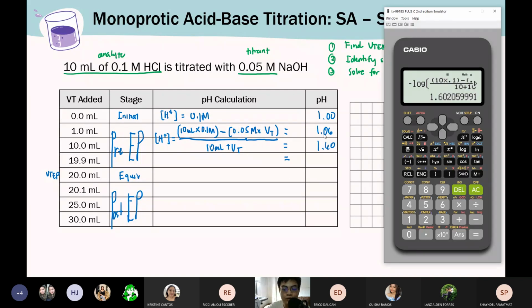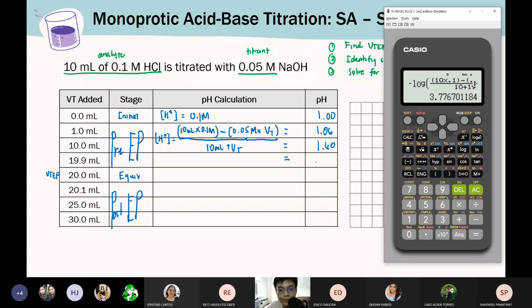And then for 19.9 ml, so ganito na lang gagawin ko. Kayo kung gusto nyo ganyan, shortcut, pwede nyo naman sundan. Ako mahilig lang talaga ako sa shortcut. And then for 19.9, the pH is 3.78. Who got that? Okay. 3.78. Who got that? Marami din. Okay, so yan, very good.